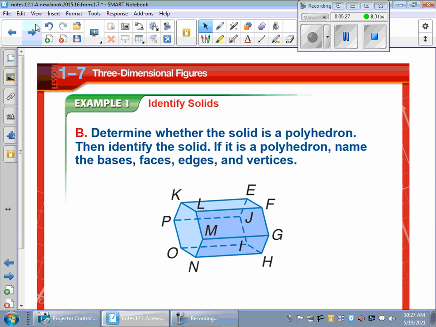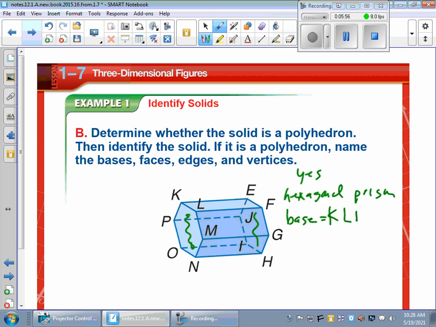Same idea here. Is this a polyhedron? The answer is yes. And this is a hexagonal prism. Okay, why is it a hexagon? Because this base right here, those two bases are parallel, and they are a hexagonal shape, and it's a prism because it doesn't come to a point. So they want you to name the bases. So the base is KLMNOP. That's a base, and there's two of them.